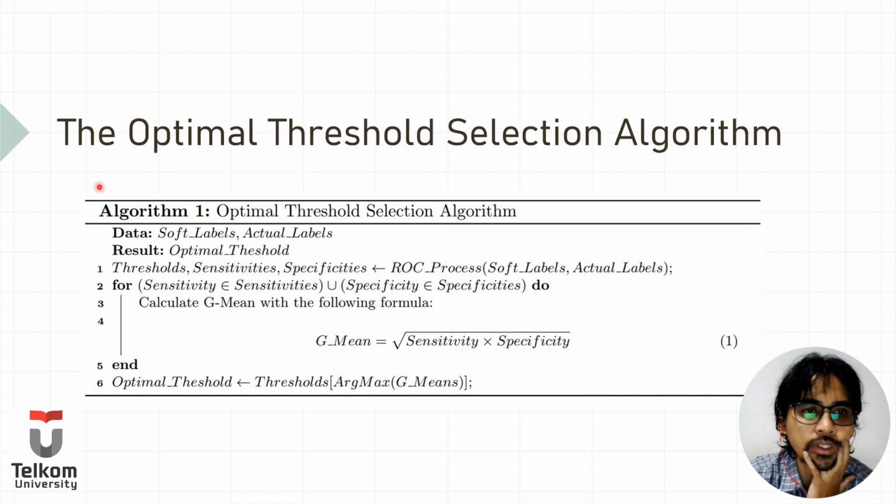So this is our optimal threshold selection algorithm. First, we collect several thresholds, sensitivities, and specificities from the ROC process using the soft labels and the actual labels. For each sensitivity and each specificity, we calculate the G-mean using the following formula. And then lastly, we choose the most optimum threshold by using the argmax of the collection of G-means that we have collected in the process earlier.